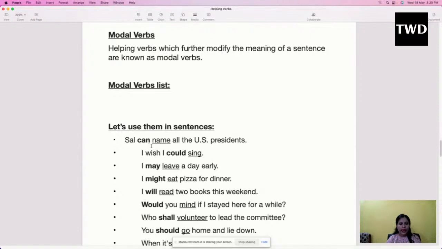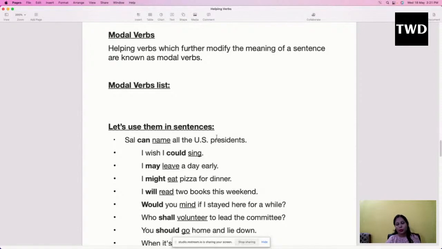Yes. So here, Sal can name all the US presidents. The moment we say can, that means that person can name, he knows the names of all the US presidents. I wish I could sing, that means something I'm wishing. I don't know how to do this, but I want to do. Say, for example, you are asking somebody to do something. Can you do this for me? Can you do? Okay.